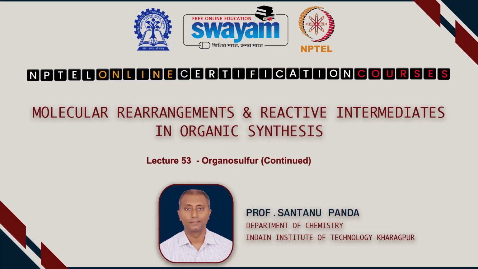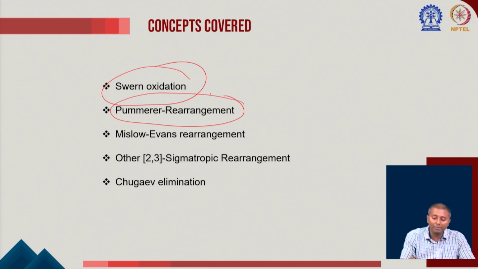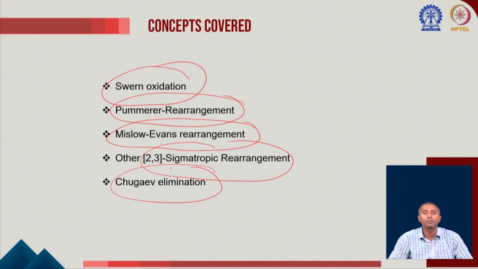So in today's class I am going to start with the Swern oxidation and then talk about the Pummerer rearrangement, a very important reaction using sulfur, the Mislow-Evans and some other 2-3 sigmatropic rearrangement reactions, and then I will end with the Chugaev elimination.